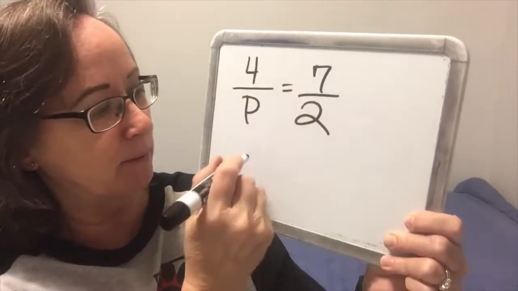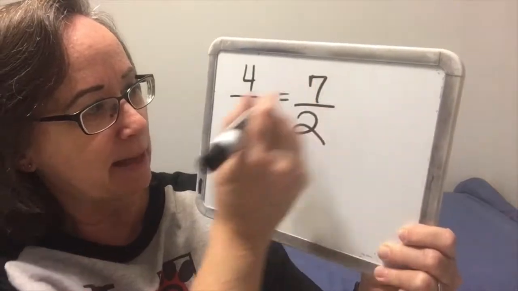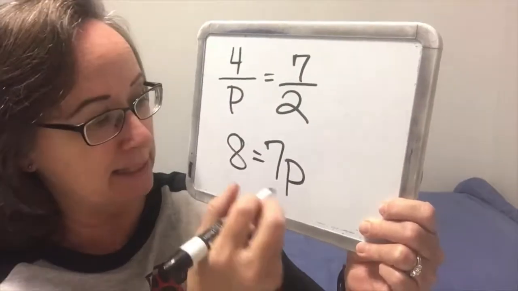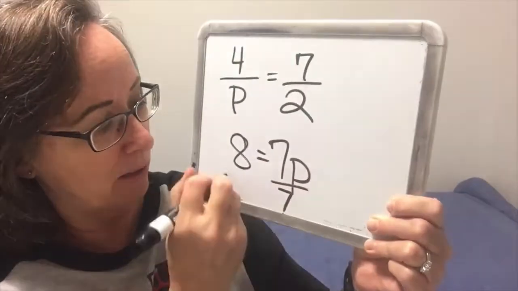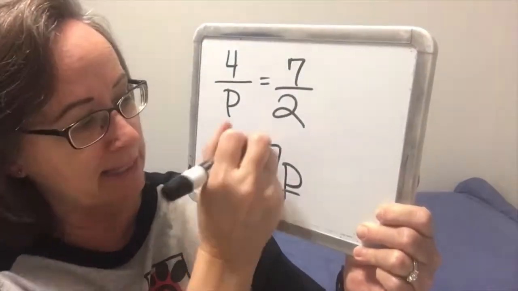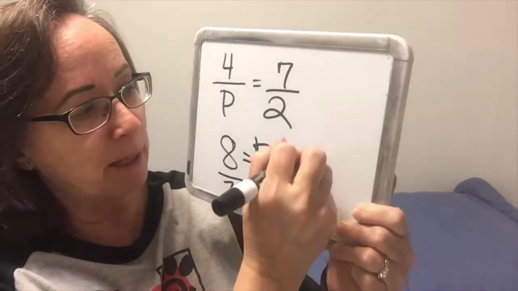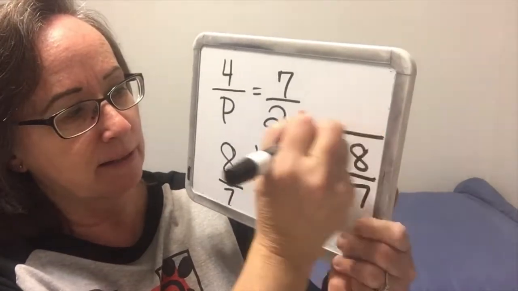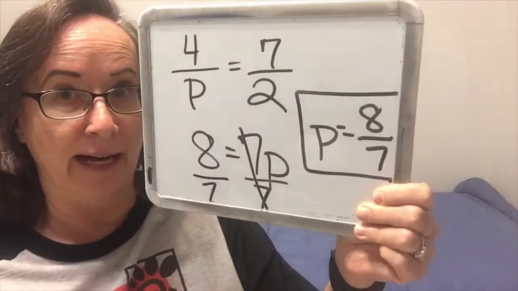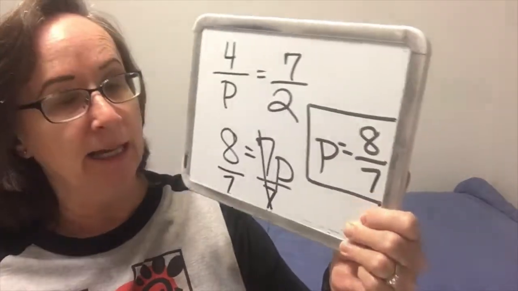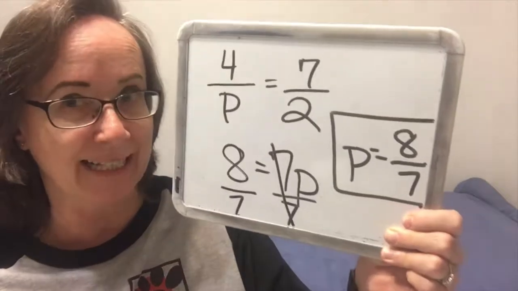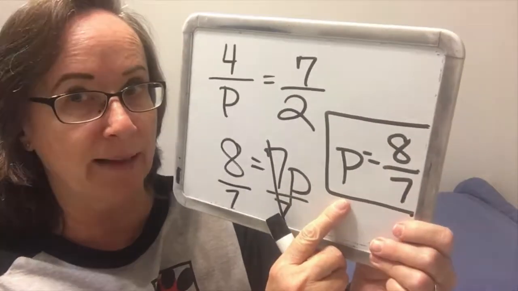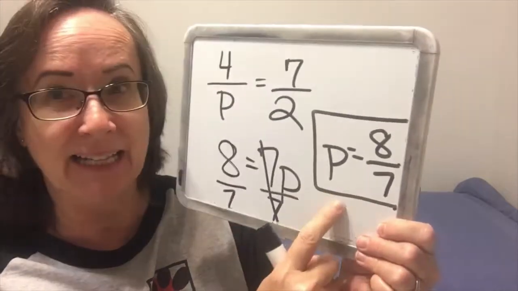So 4 times 2 is 8 equals 7 times p, or 7p. To get the p by itself, we need to get rid of the 7. We divide by 7 on both sides. The 7's cancel. We get p is 8 over 7. Okay, so 8 over 7 is perfectly fine. It's an improper fraction, but that's allowed now. Or we could turn it into a mixed number, and it would be 1 1/7. But 8/7 is fine.